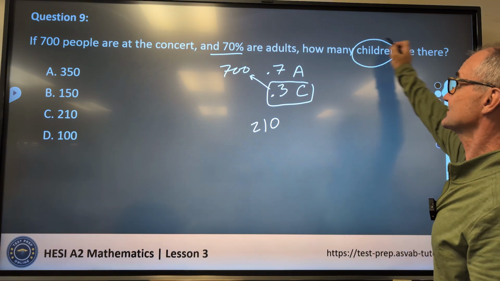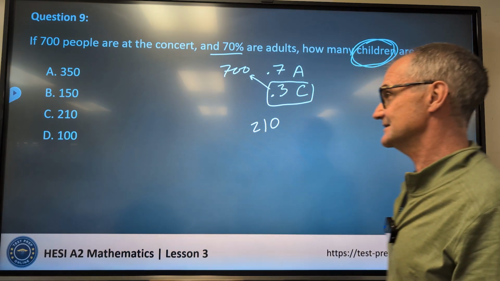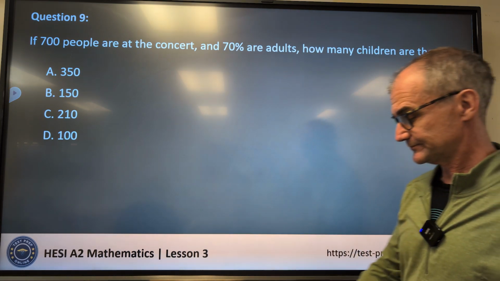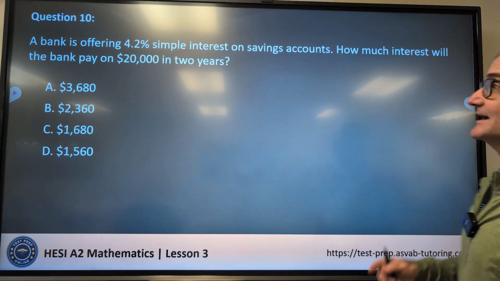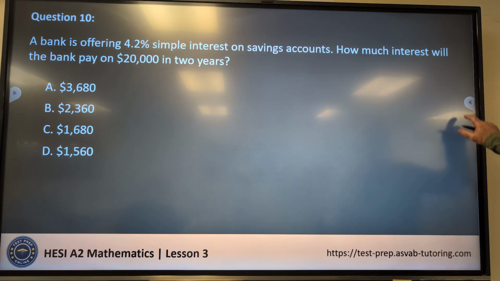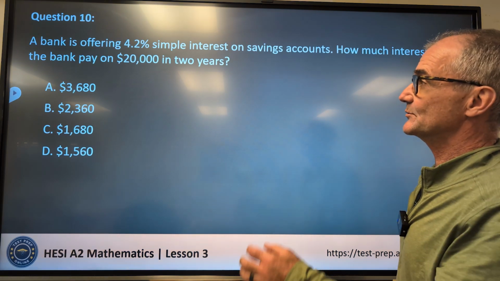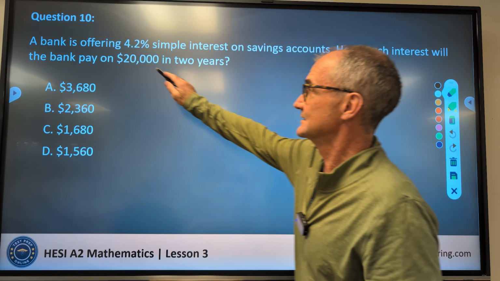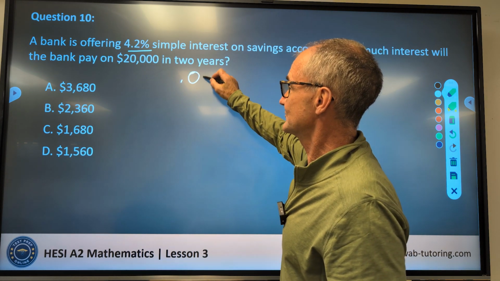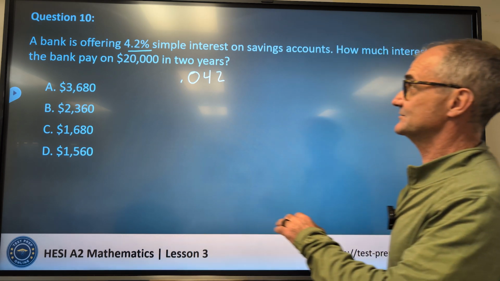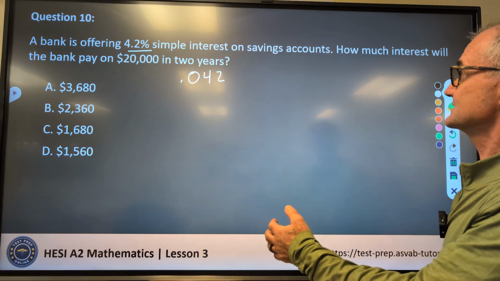I would definitely circle this right here to make sure you don't miss it. Correct answer, answer C right there. All right, it's moving right along here. Problem number 10. So back to the interest problems. A bank is offering 4.2%. Again, I'm just going to underline that and convert it to a decimal, 0.042. Simple interest, which means I'm not going to compound it at all, on savings accounts.